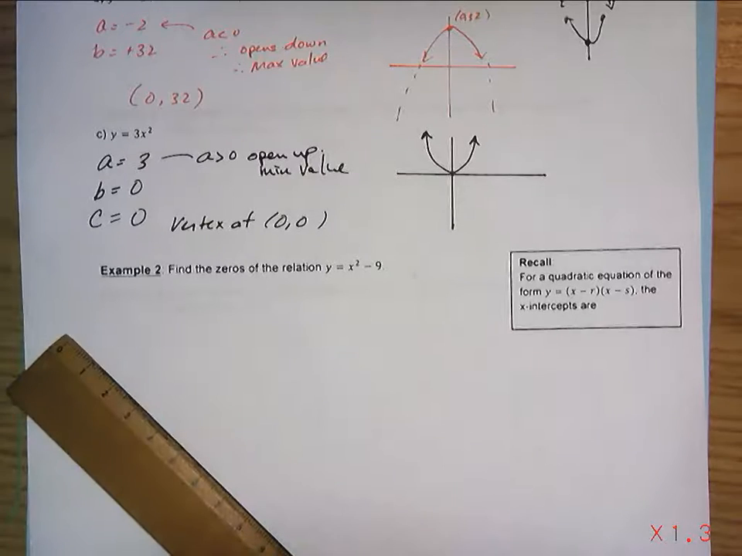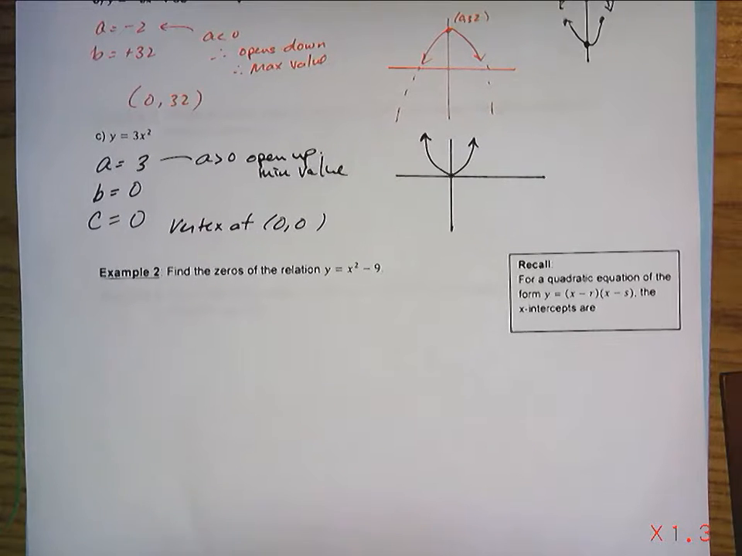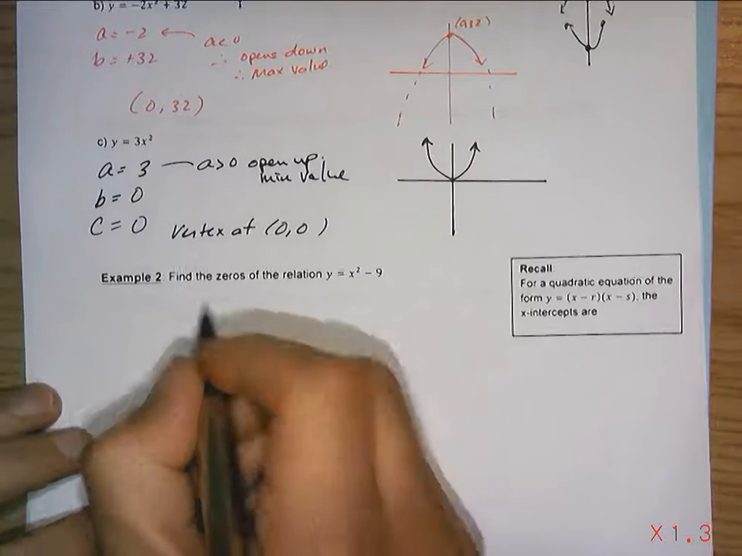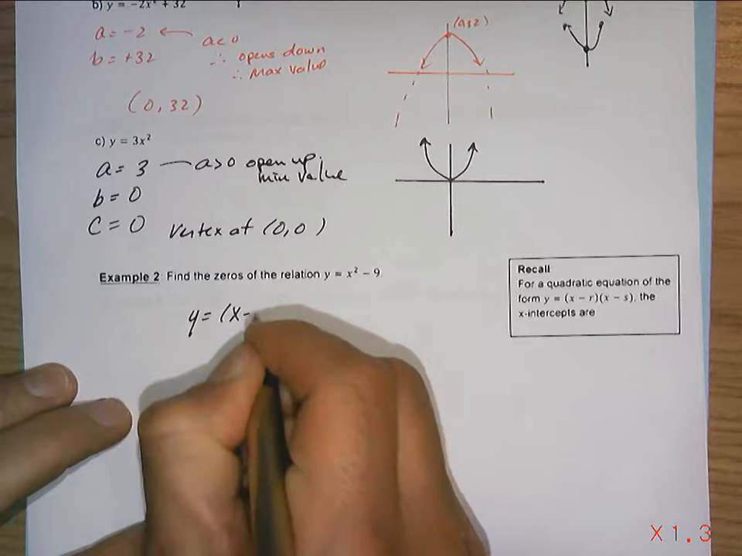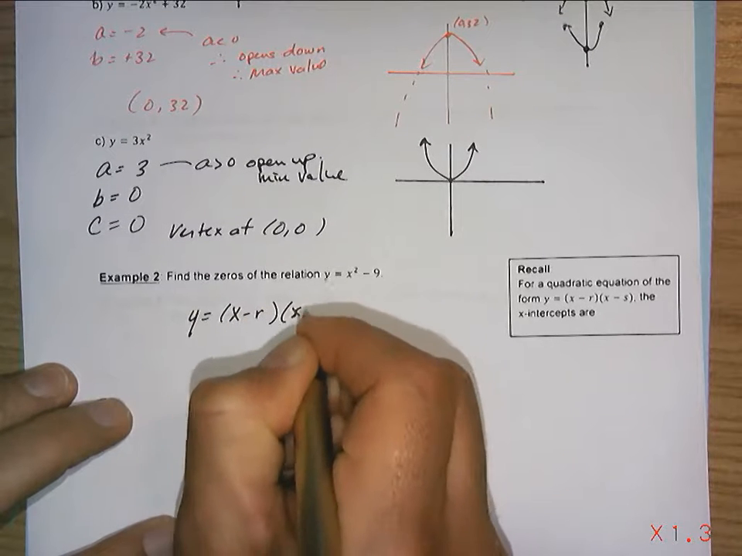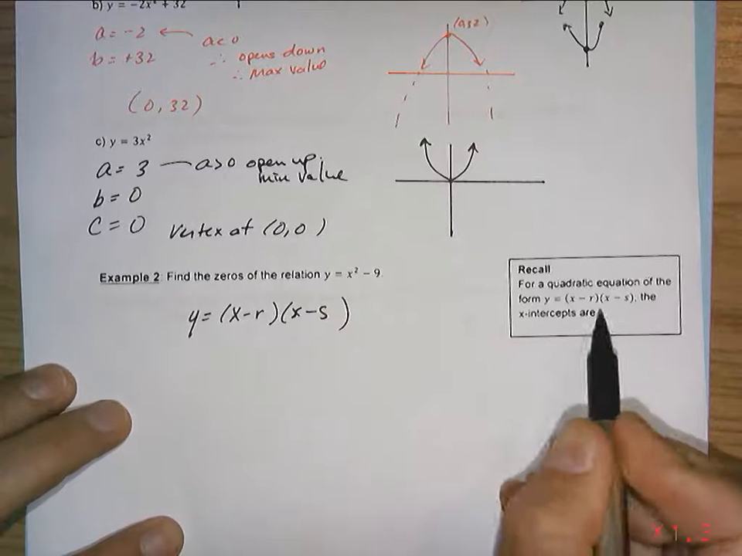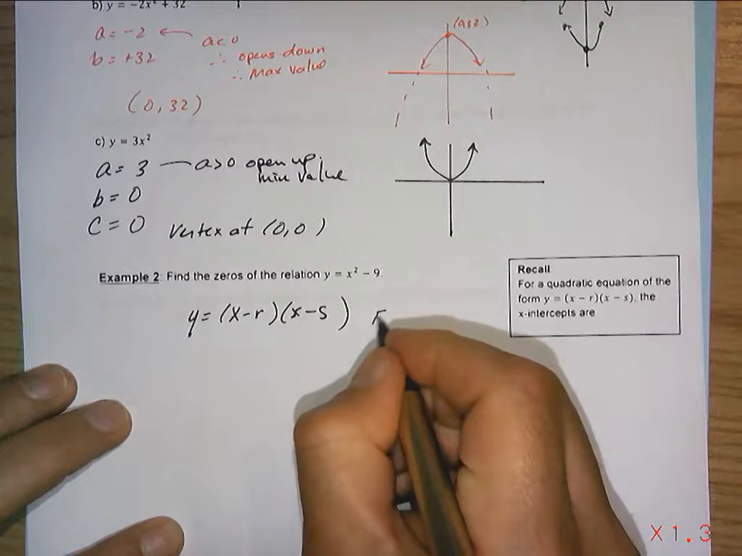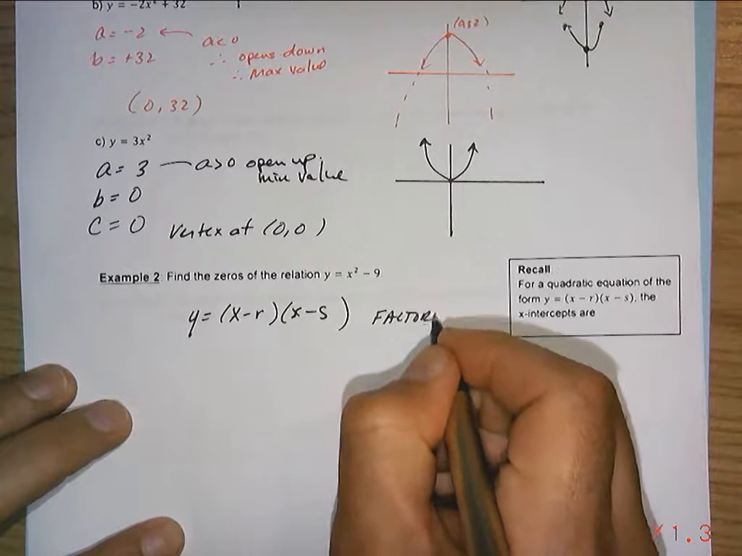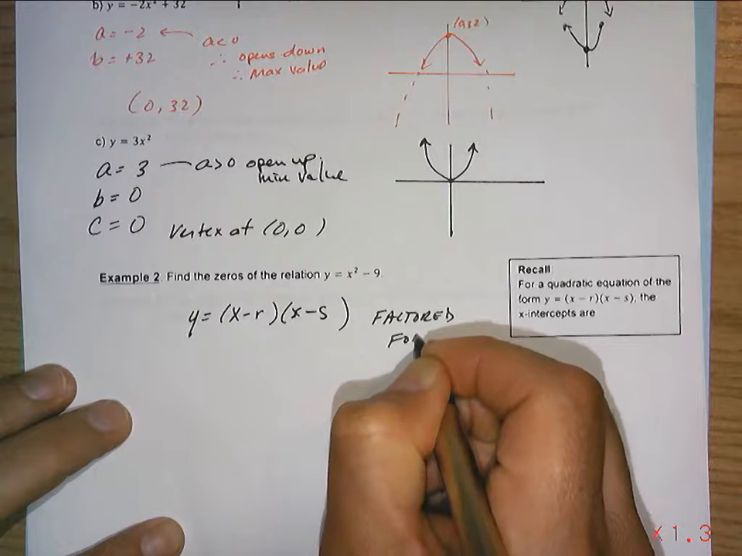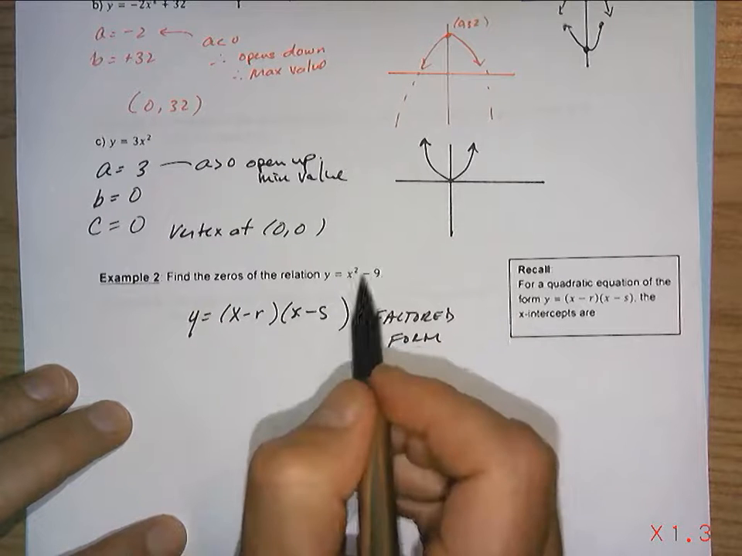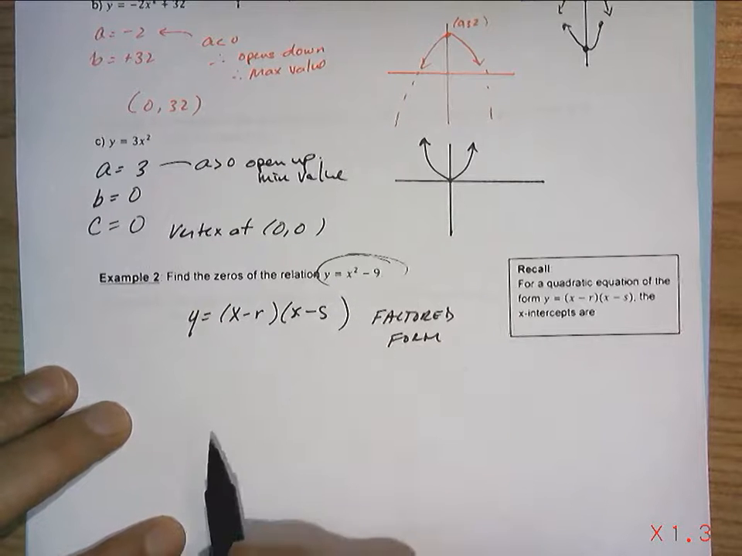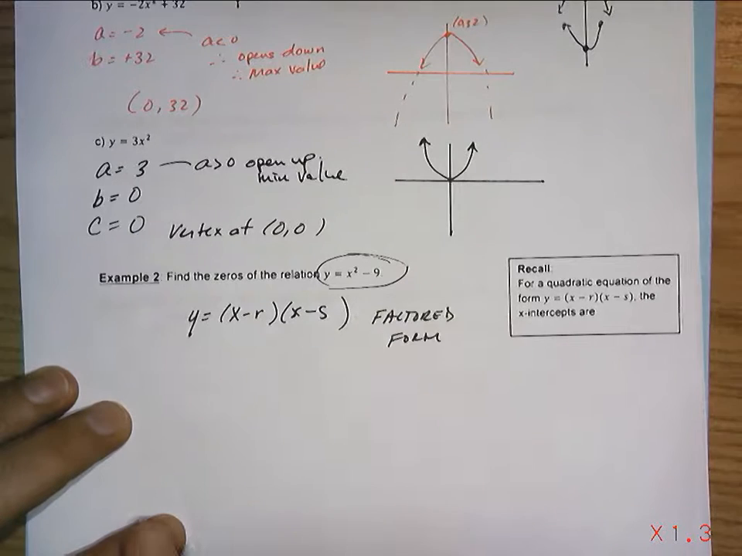Find the zeros of x squared minus 9. Well, we learned a little bit about this last day. We learned that if we're going to find the zeros of a function, what we're looking for is to put it into factored form. So we've got to remember that we need to put this in factored form. Now, last day we learned how to factor trinomials. This is not a trinomial, so we're not going to do trinomial factoring.